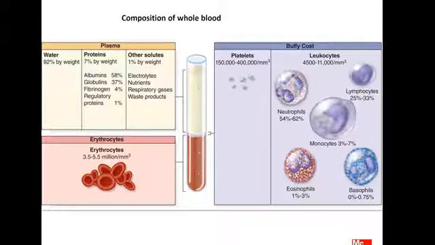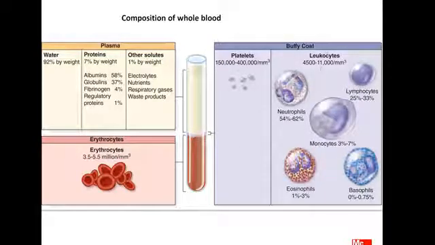This tube of blood is centrifuged. The precipitate represents erythrocytes. The supernatant represents plasma, and there is a layer between the plasma and erythrocytes called the buffy coat. The buffy coat consists of leukocytes and platelets.